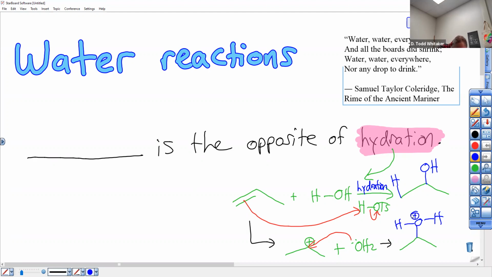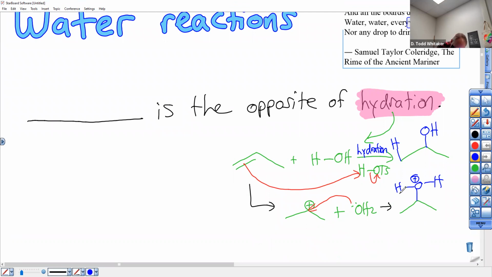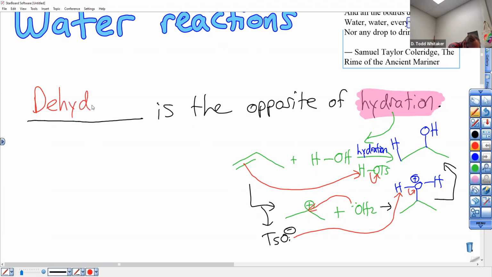What is going to be used to neutralize the oxonium ion? It is the conjugate base of our catalyst. Yes, and I heard several people saying OTS negative. They were correct. And that's going to grab the H and finish off our reaction. And I do expect everybody to be able to fill in this blank. What is the opposite of a hydration reaction? Dehydration is going to be our next topic, and it will be new.